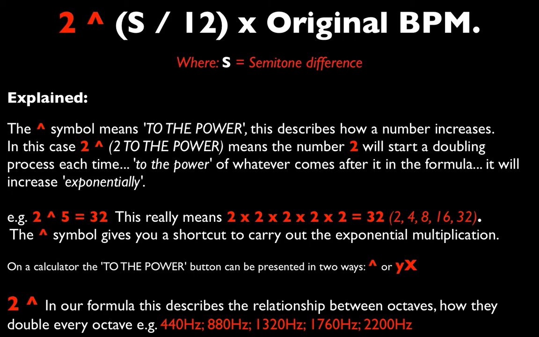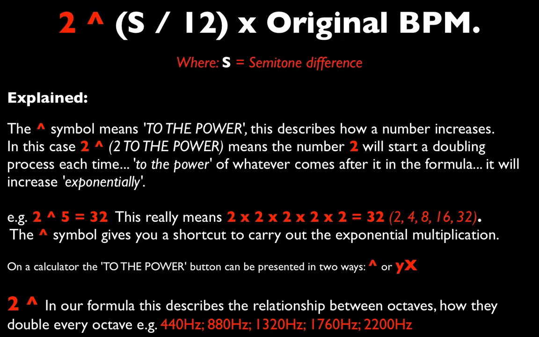2 to the power. This symbol means to the power. This describes how a number increases. In this case, 2 to the power means the number 2 will start a doubling process each time, to the power of whatever comes after it in the formula. It will increase exponentially. For example, 2 to the power of 5 is 32. This really means 2 times 2 times 2 times 2 times 2 is 32. 2, 4, 8, 16, 32. The number increases in a doubling fashion. The to the power symbol gives you a shortcut to carry out the exponential multiplication.